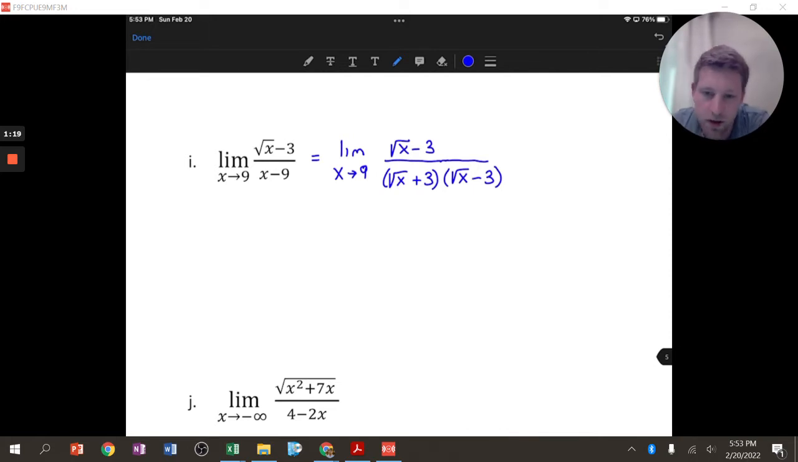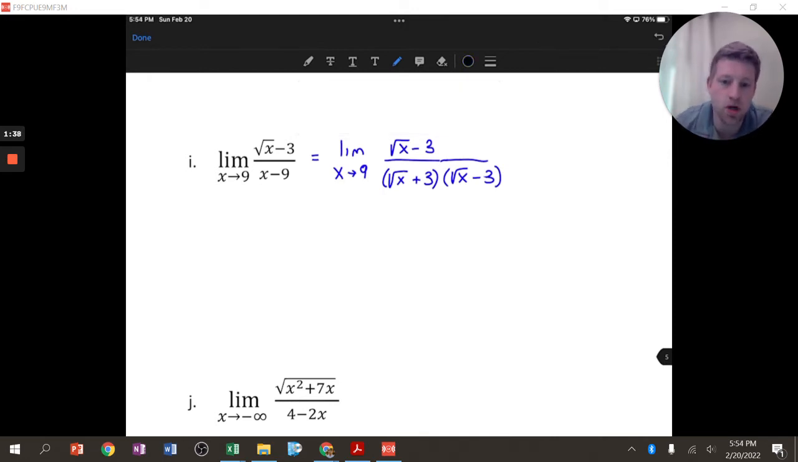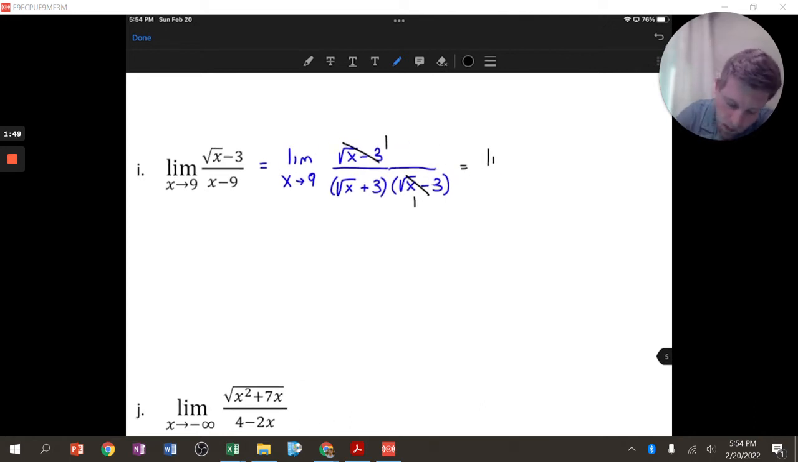You could pause the video right now and just confirm that if you'd like. But these would be the conjugate pairs that would actually multiply to get x minus 9. Now, with this in view, we can see where some cancellations can happen with our limit. Both square root of x minus 3 terms can be found in the numerator and denominator, so these can actually be canceled to 1. And we're left with the final limit as x goes to 9 of the 1 over square root of x plus 3 ratio.